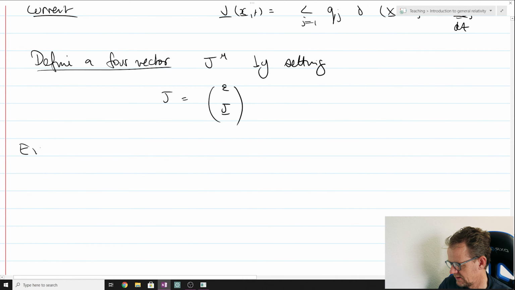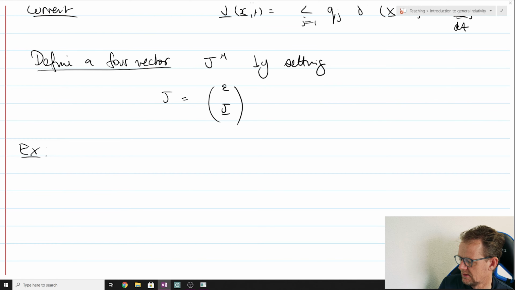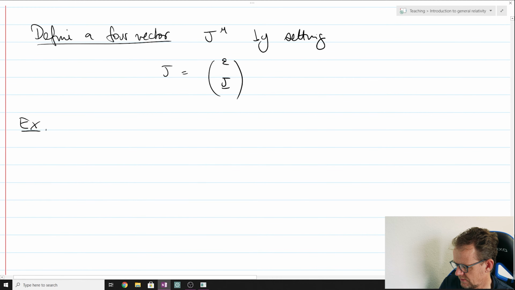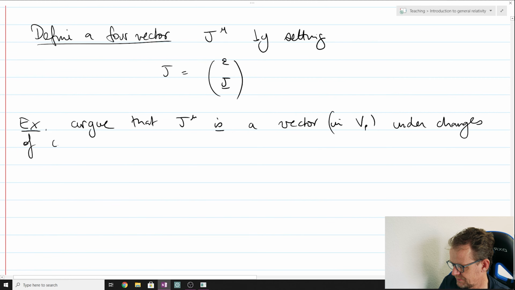So now you've got an exercise. You've got to synthesize the information you've received about defining tangent spaces and what you know about special relativity. So it's a slightly non-trivial exercise, and that is you've got to argue that j mu is a vector, in V_p. It's a vector, not a covariant vector, under changes of coordinates. So it's a vector field.